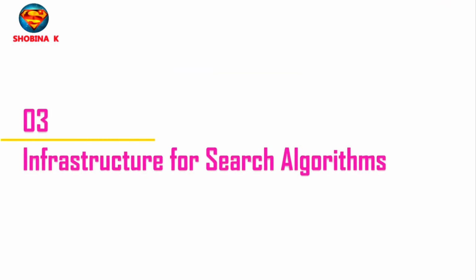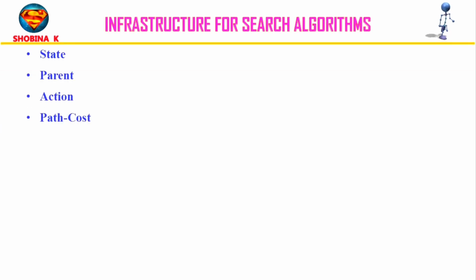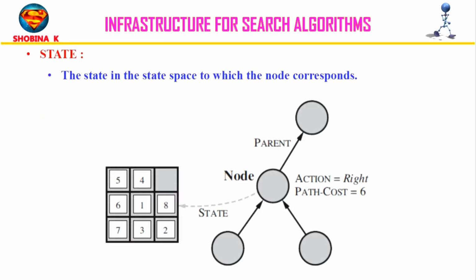Now, let's move further and understand the infrastructure for search algorithms. The search algorithms require a data structure to keep track of the search tree that is being constructed. For each node of the tree, we have a structure that contains 4 components, which includes state, parent, action, and path cost. A state is a potential outcome of any problem, and state contains all the information necessary to predict the effect of an action to determine if it is a goal state.